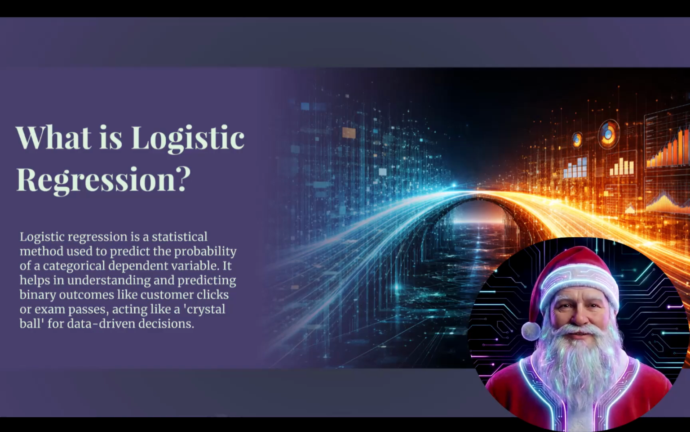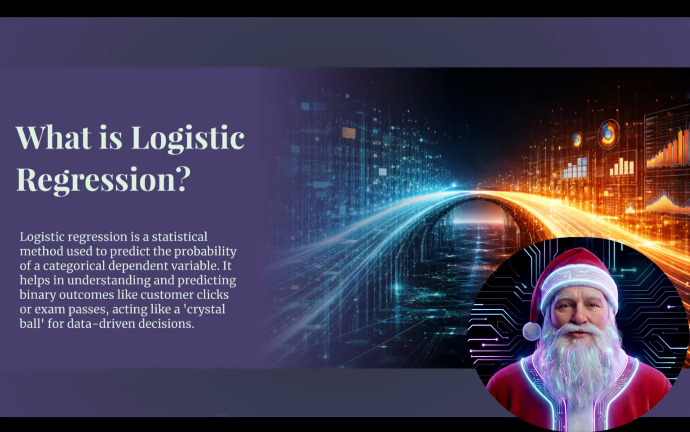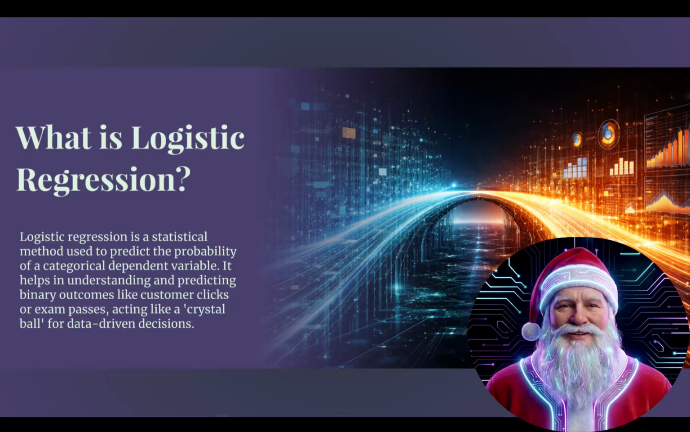Logistic regression takes all your data, like the shopper's age, income, and past choices, and draws an S-shaped curve. This curve gives you a score between 0 and 1. The closer your score is to 1, the more likely the customer is to buy. Simple, right?